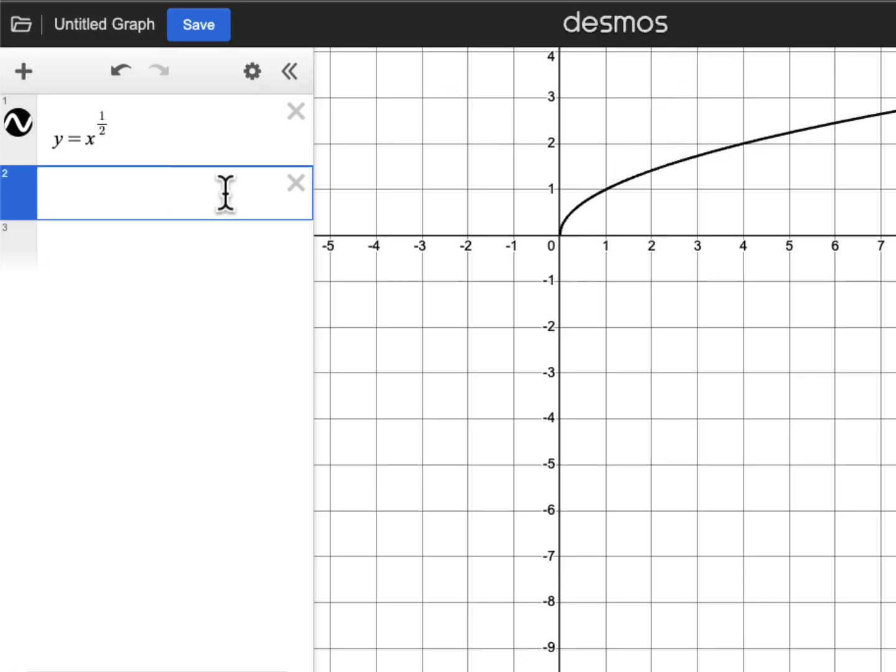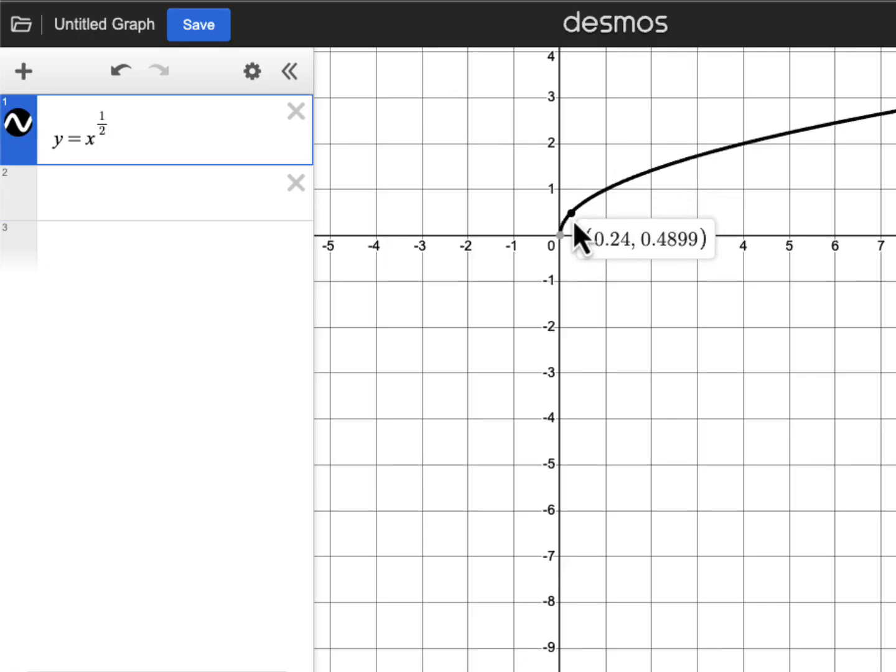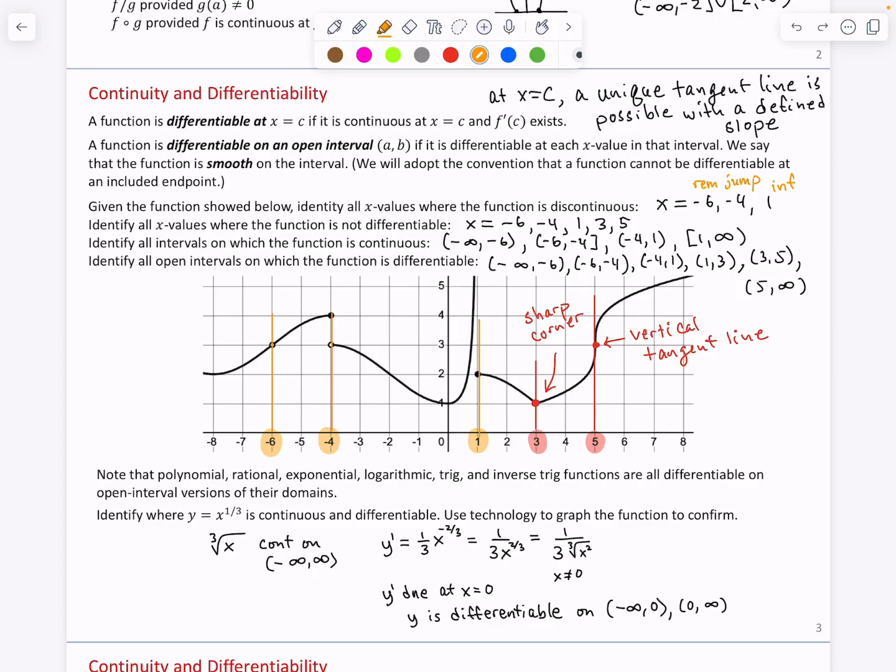Here's x to the 1/2, or the square root of x. It is continuous, including at the endpoint 0, but it is not differentiable at 0 because 0 cannot be plugged into the derivative because our slopes are approaching a vertical slope by the time we get to the origin. Okay, let's go to the next page.